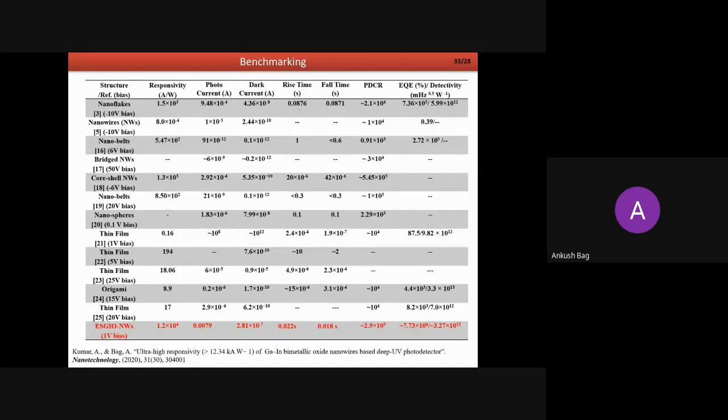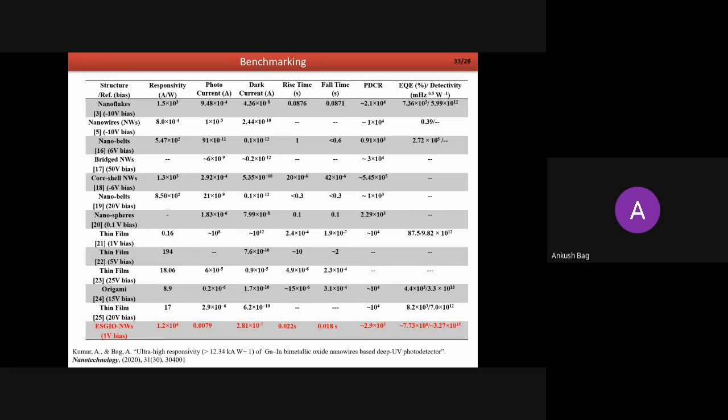Here you can see once again the benchmarking of our result. In this type of nanowires, we are getting good responsivity as well as dark current, although we have poor rise time and fall time, and this is the photo to dark current ratio and the external quantum efficiency or detectivity. So if we compare these figures, the performance of this particular device is better. But the problem of this particular device, apart from the speed, is the dark current.